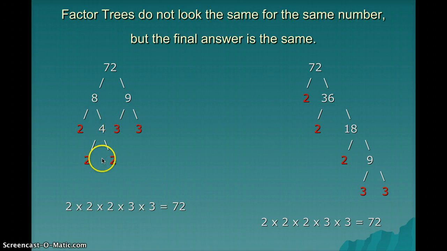So then 4, the factors of 4 are 2 and 2, which are both prime, so we're done. Go back up to 9 because it's the composite number and it's not finished yet. So the factors are 3 times 3, which is prime, so we're finished there. So 2 times 2 times 2 times 3 times 3.